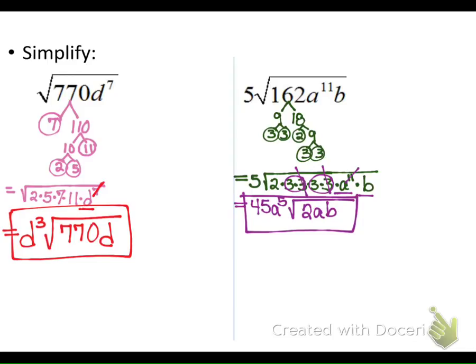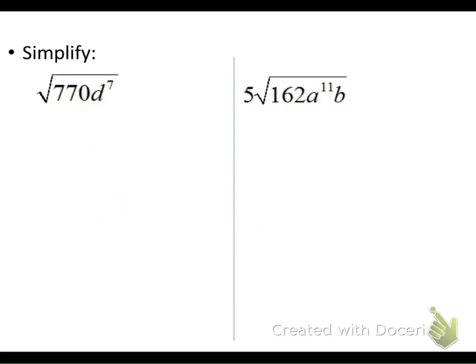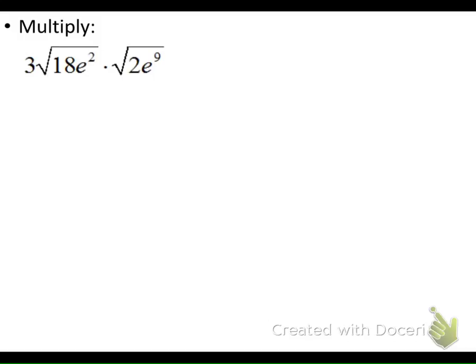All right, do you all have this down? Okay. Now the last one is multiplication. So we're multiplying square roots with variables. You're going to start the exact same way as if you were multiplying square roots. So we start by first multiplying our coefficient.